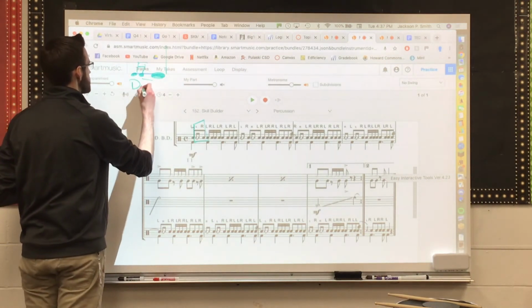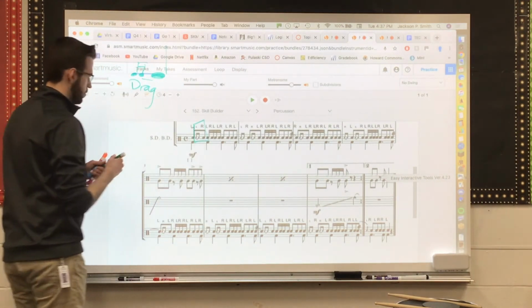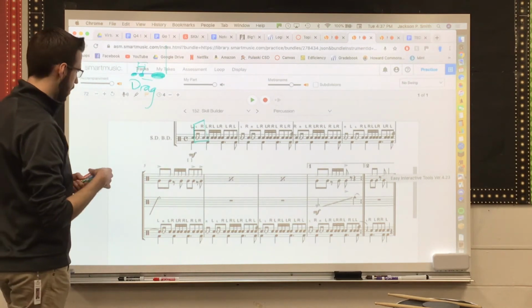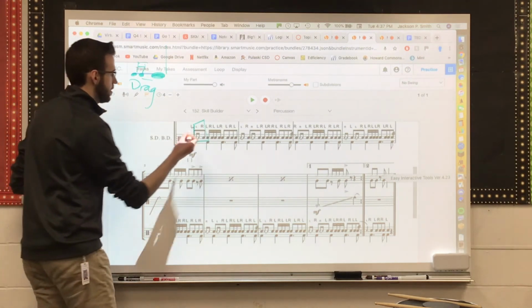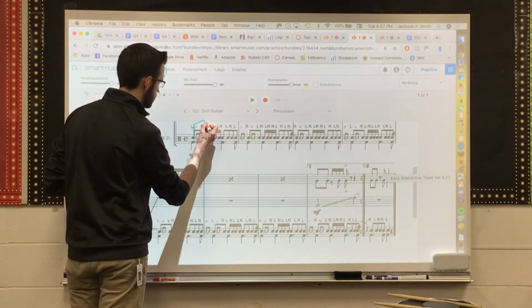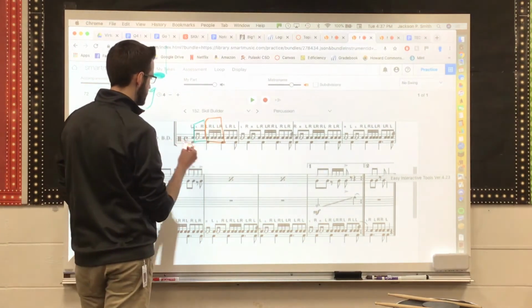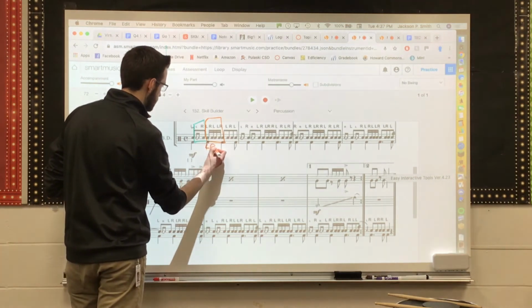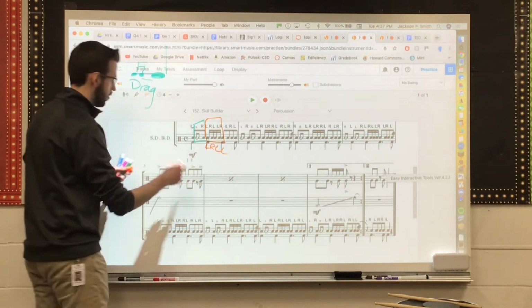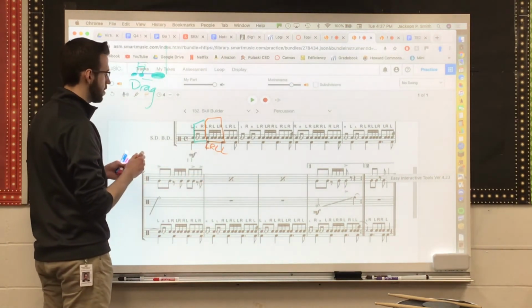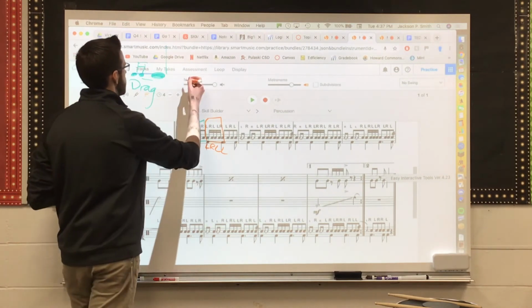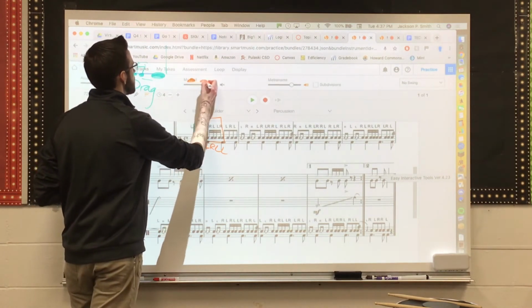Okay, I'm going to label these, just so we remember. Right next to our drag is a paradiddle in orange. That is our left, right, left, left, or ABAA pattern of sticking. I'll put it up here.